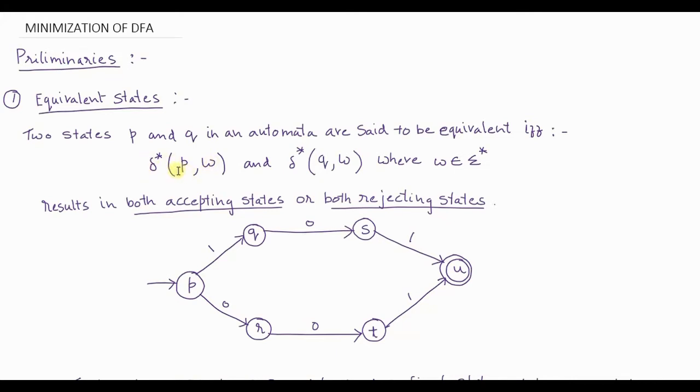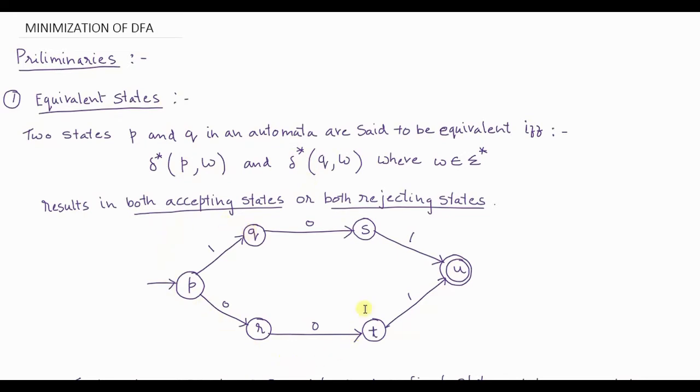So this means starting with state P, on reading string W, the extended transition function will take you to a particular state. Similarly, from state Q also, on reading the same input string W, the extended transition function will take you to one particular state. Now, if both the resultant states are accepting states, or if both of them are rejecting states, then we can say that P is equivalent to Q. Let us see this with an example.